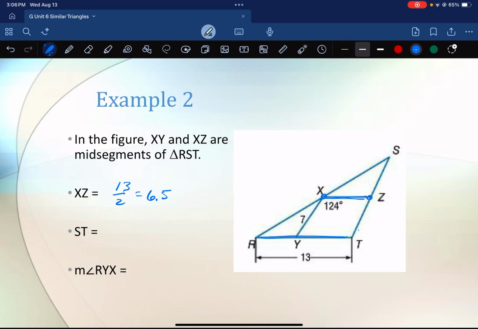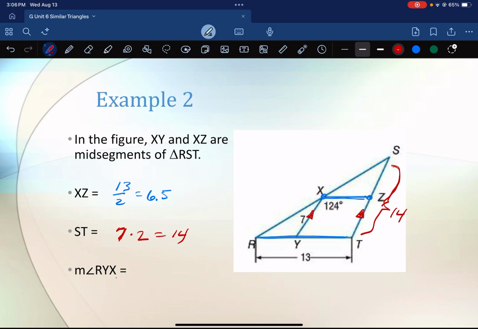ST, right, is a large side of the triangle, and it's parallel to XY, right, which is the mid-segment. So that means XY is half of ST. Well, XY is 7, so ST is 7 times 2. Or, there we go. This would be 14.